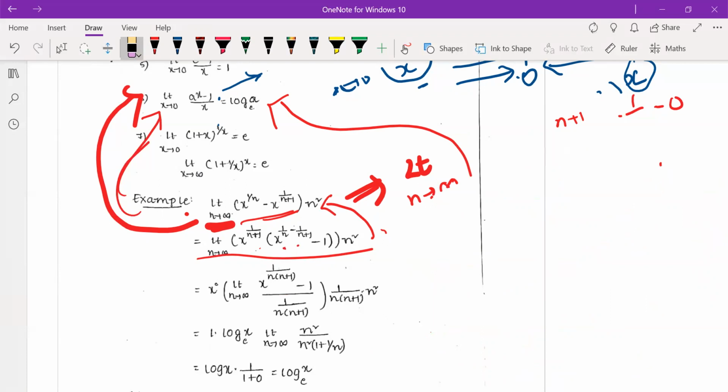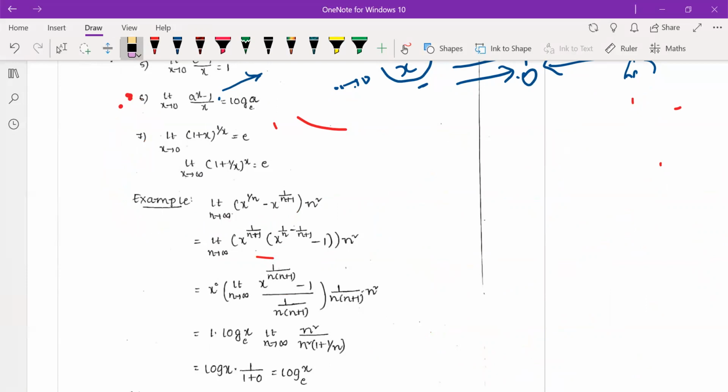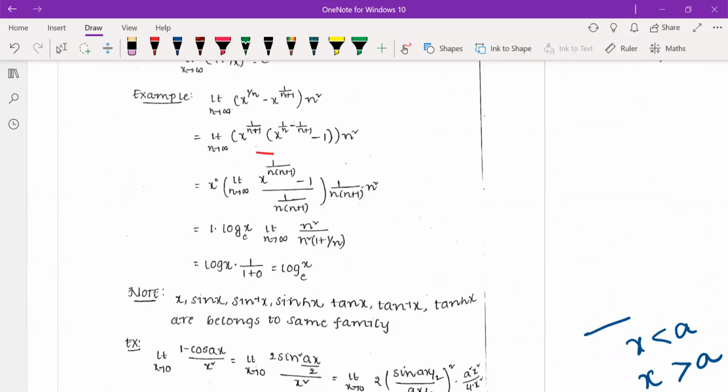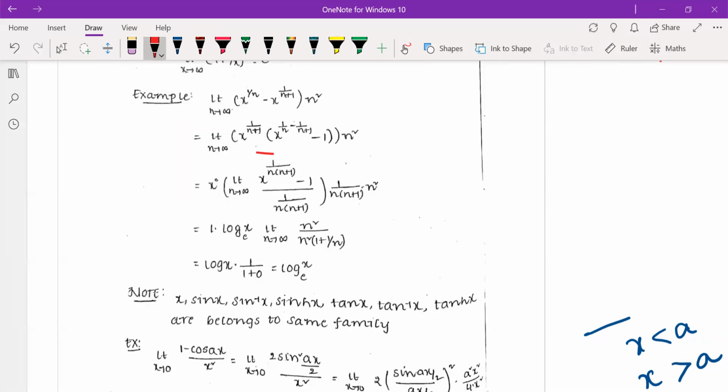I will explain once again. I think I'm clear till here. Yes, we have taken 1 by x power 1 by n plus 1. When x tends to infinity, this will become 1 by infinity, so this will become 0. So x power 0 is taken common. Next, as we have multiplied and divided by 1 by n into n plus 1, we'll take even that common.